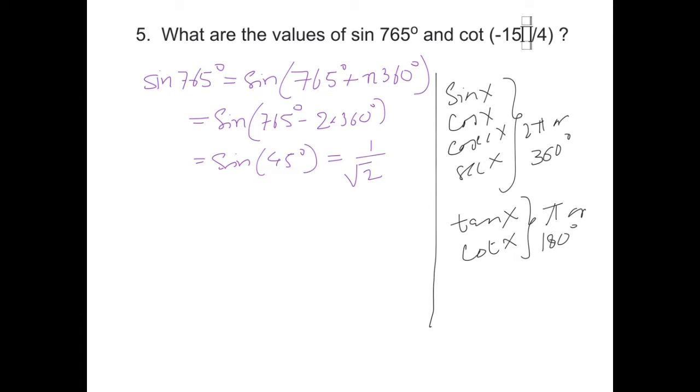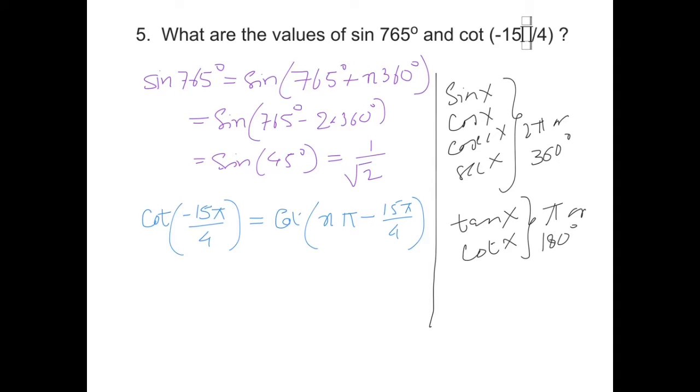Now let us try to do something similar with the other function, that is cot of minus 15 pi by 4, and we will try to reduce this by adding n pi, where n is an integer, to minus 15 pi by 4.